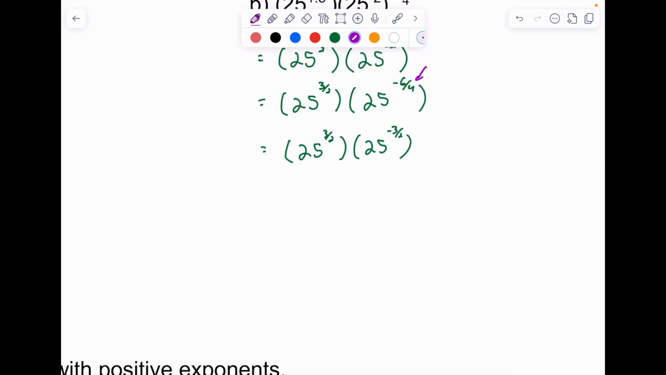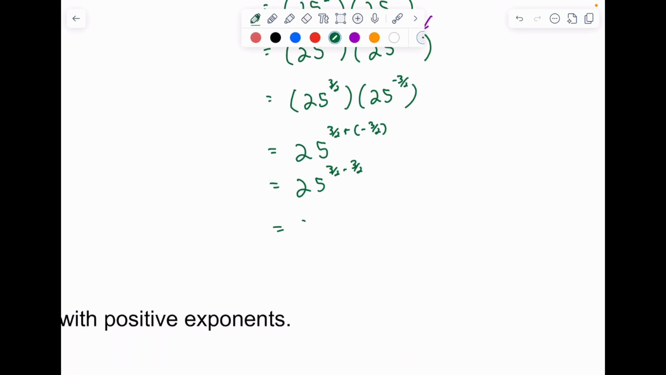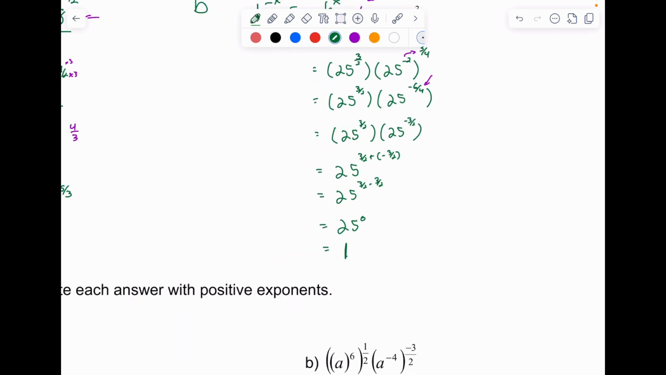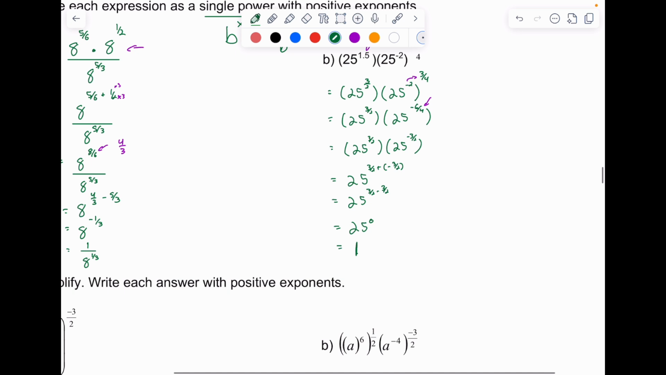Now we have similar bases being multiplied, so we can add our exponents. 25 to the 3 over 2 plus minus 3 over 2. So that's 25 to the 3 over 2 minus 3 over 2. That gives us 25 to the 0, or anything to the 0 gives you 1. All right, so final answer there is 1.